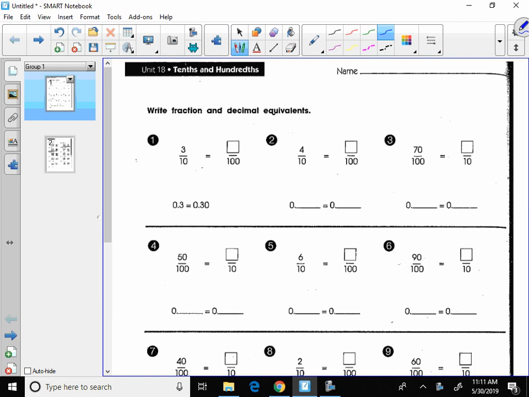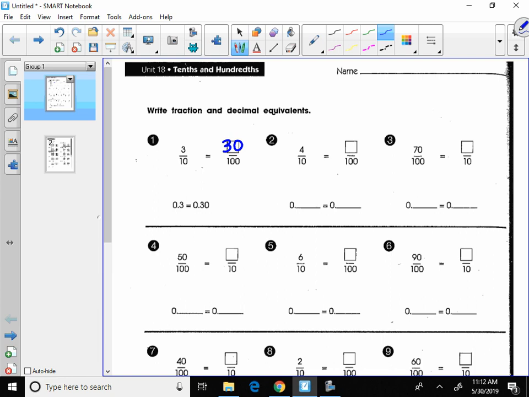So the first one, 3/10. If I multiply the bottom by 10 and the top by 10, sometimes kids just think add a 0 to the bottom, add a 0 to the top, and that's fine. 3/10 is the same as 30/100. It's kind of like 3 dimes is the same as 30 pennies, or 3 strips is the same as 30 units. Okay? Down below, they're showing that we can then show the fractions as decimals.